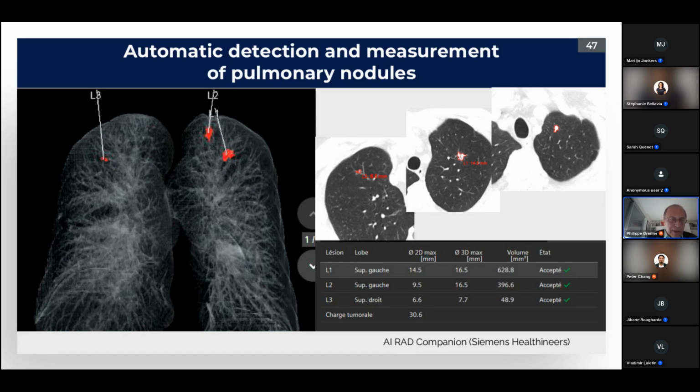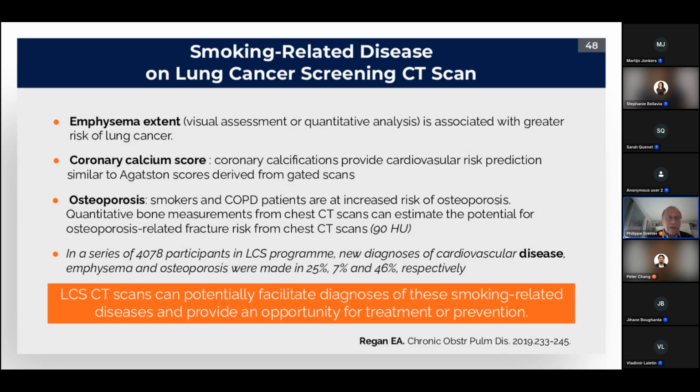We see an example. We have 3 solid nodules detected by the software. And you have automatic display on axial images with automatic segmentation of the nodules, and the red color of the contour permits to verify the quality of segmentation and the quality of measurements of the dimension of the nodules. And we see here calculation of the 2D and 3D maximum diameter and volume of the nodules in millimeter cube. But at the same time, the other algorithm running in parallel might detect smoking-related disease.